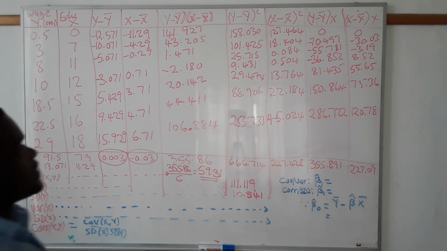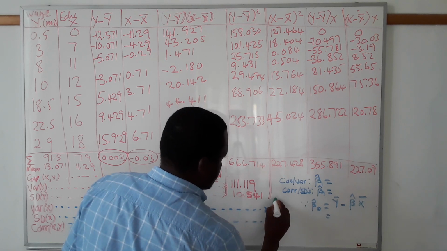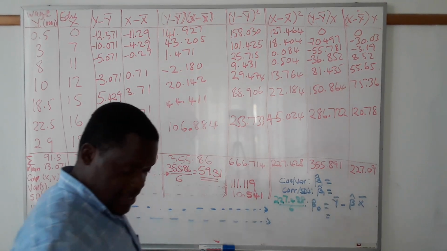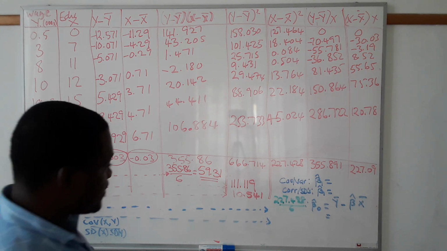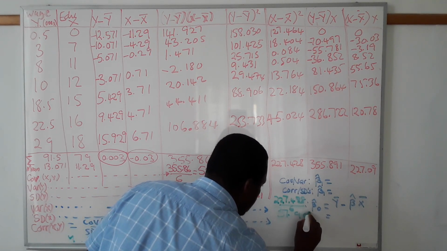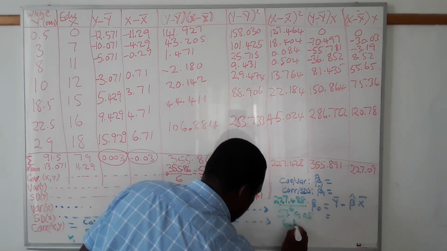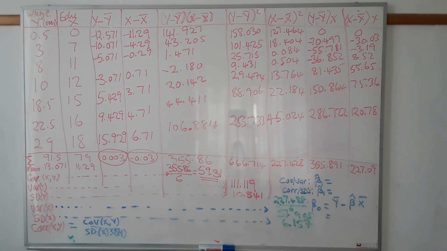Then variance of x, you come under this column, which means you want to say 227.428 divided by 6. The answer you get there should be 37.905, and the standard deviation will be 6.157. Okay, what else is left?